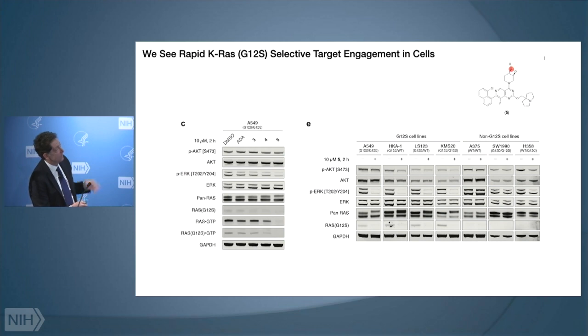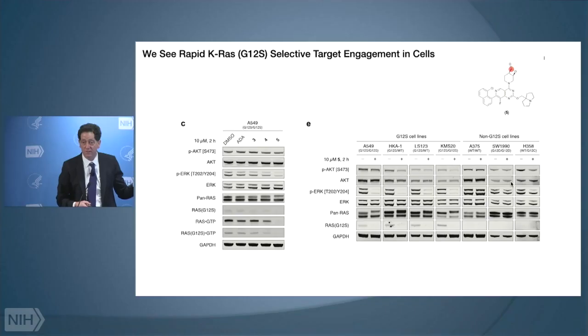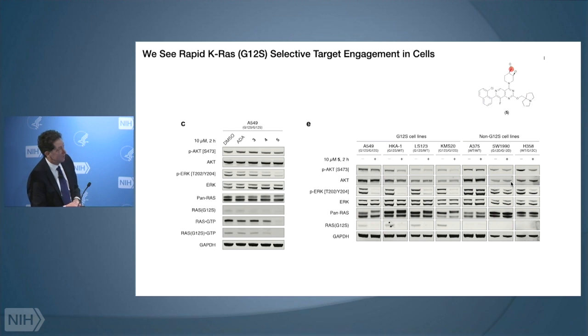And now when we go into cells, we can see that those early molecules like 3 and 4 that don't label very fast, they don't block RAS GTP levels, but the rapid on molecule does very well. And you can see that in a panel of G12S cell lines, the phospho-ERK signal is always diminished. Cells that don't have G12S are not sensitive. So again, it's mutant specific only for the serine. Really, really encouraging for our ability to dial in these mutants.